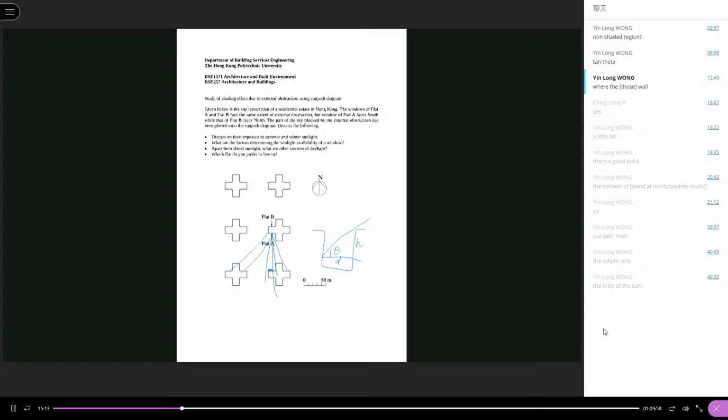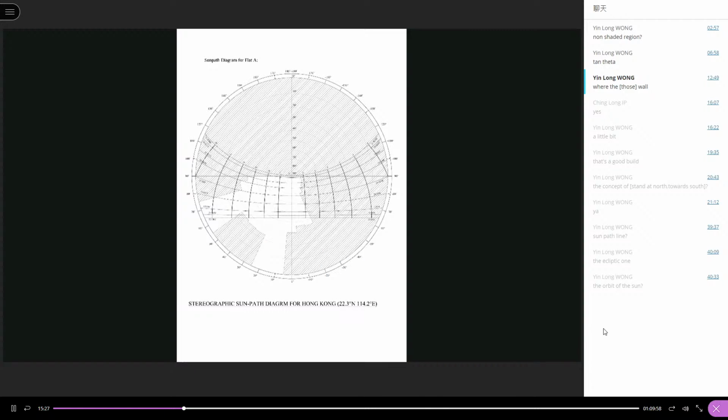So for this line, not perpendicular, but with a small angle, maybe 10 degree, I calculate another theta angle and then conclude that that wall will block this part of the sky. So we repeat this exercise so that all parts of the sky being blocked by the obstruction, by the buildings, can be plotted onto the sun path diagram.